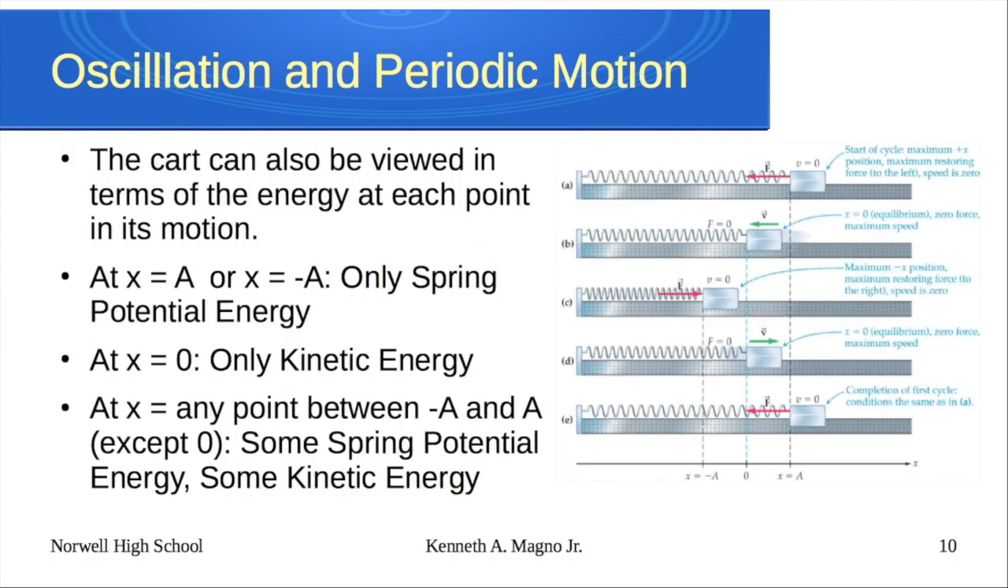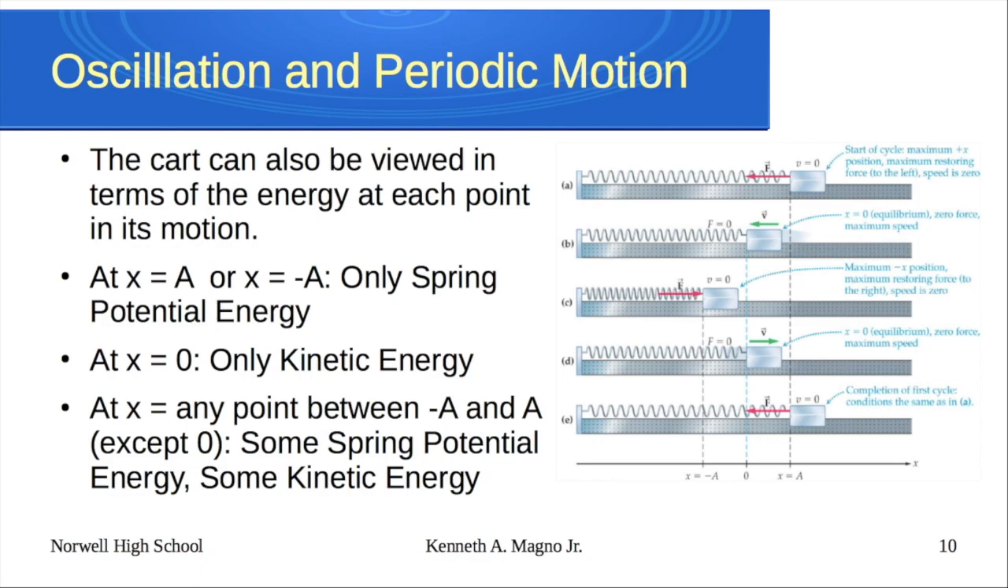Now, the easiest way, though, for some people to comprehend this, because we have this whole idea of it going from one form to another, is in terms of energy. So when I'm at the extremes, when I'm at A or I'm at negative A, I've got spring potential energy only. When I'm at equilibrium, I've got kinetic energy only. When I'm at any other point in between, I've got a little bit of spring, a little bit of kinetic. So we're just doing conservation of energy here.